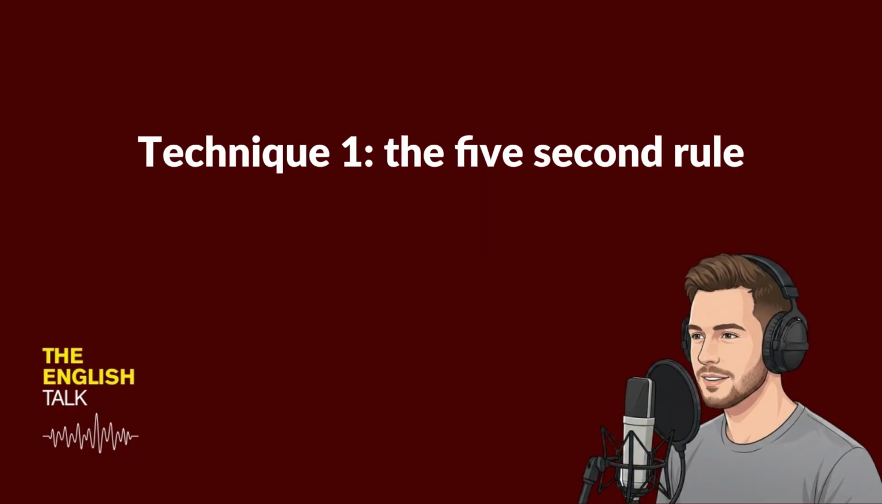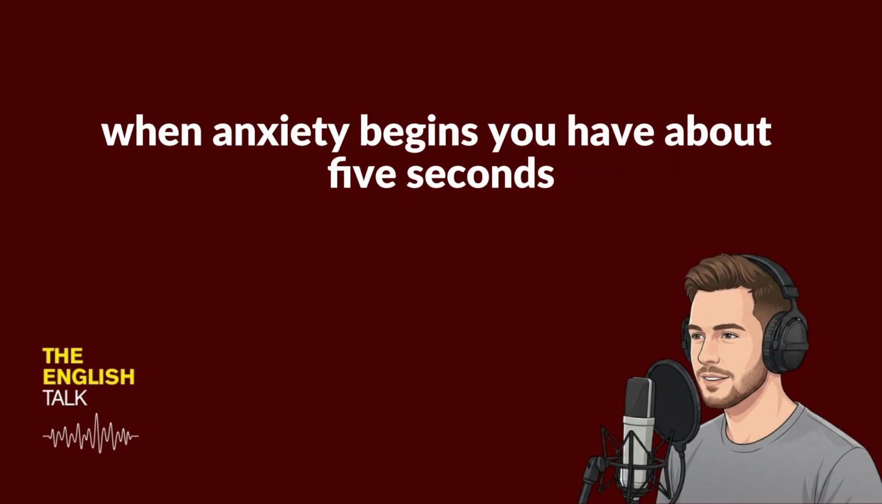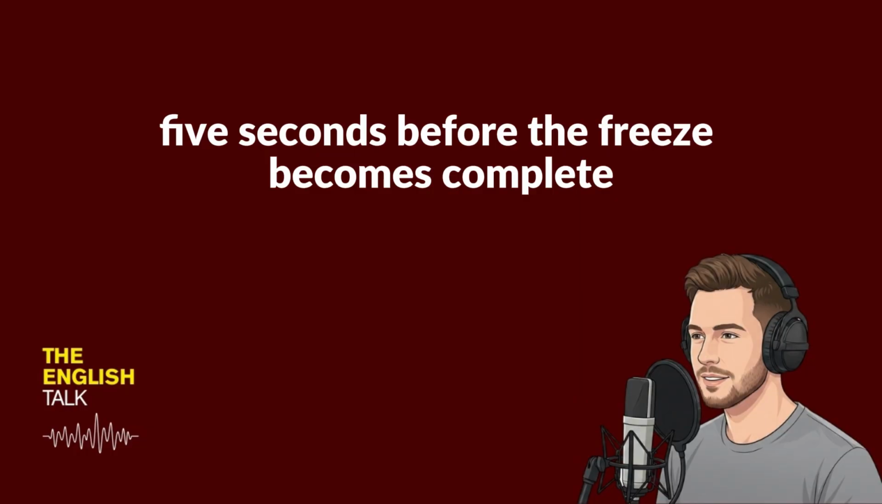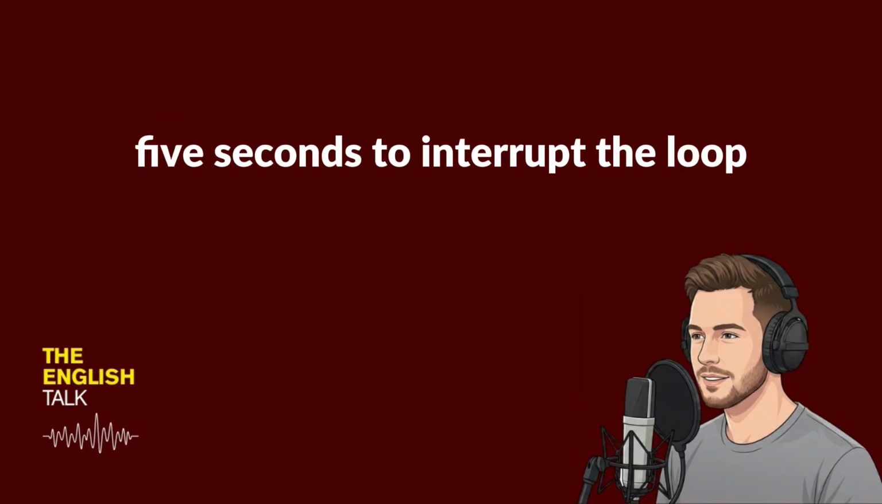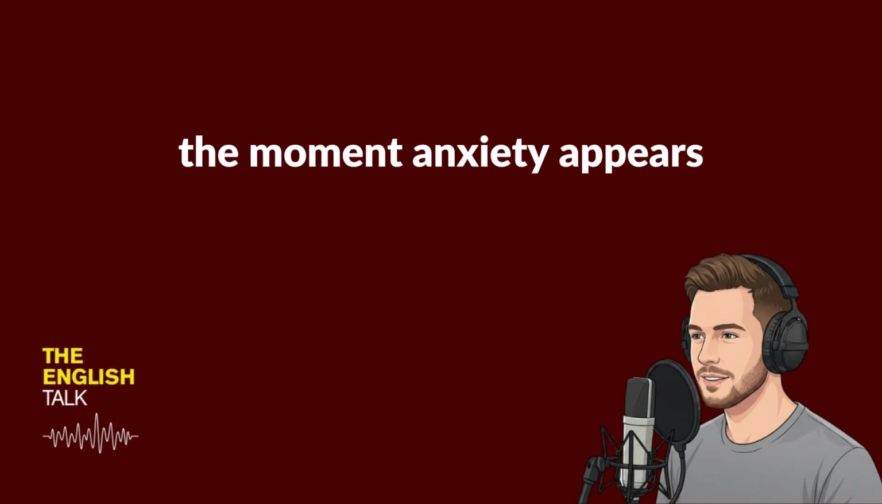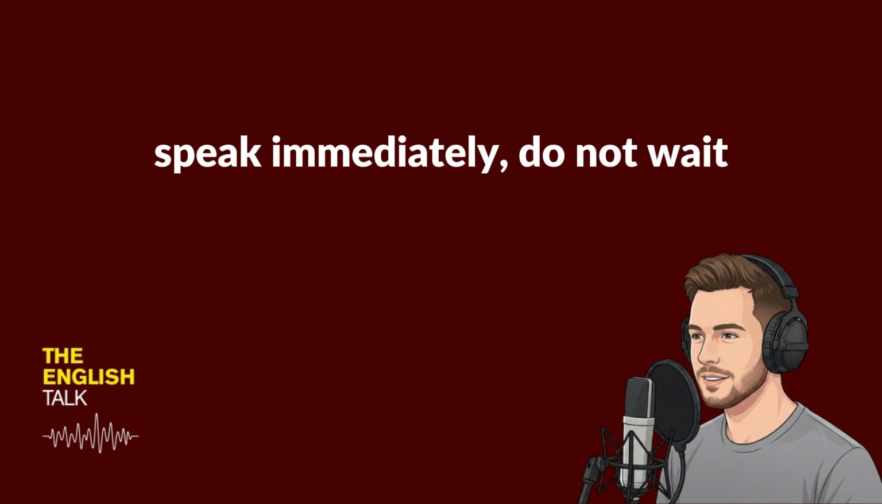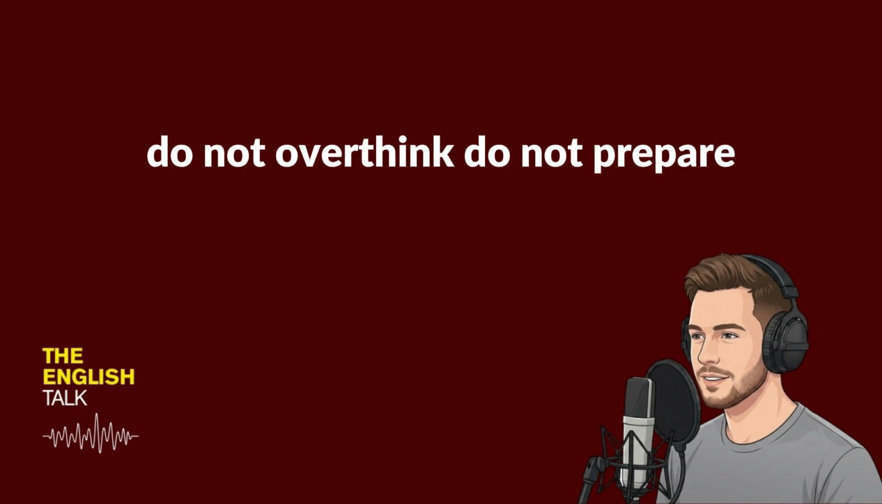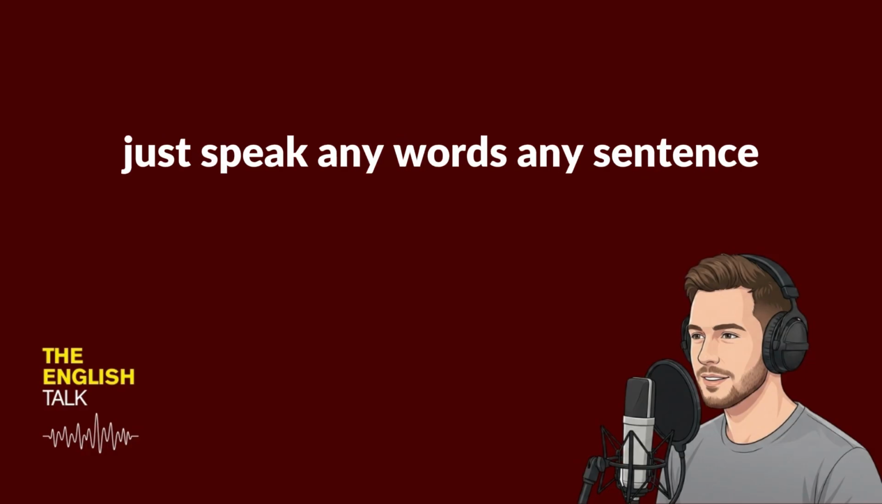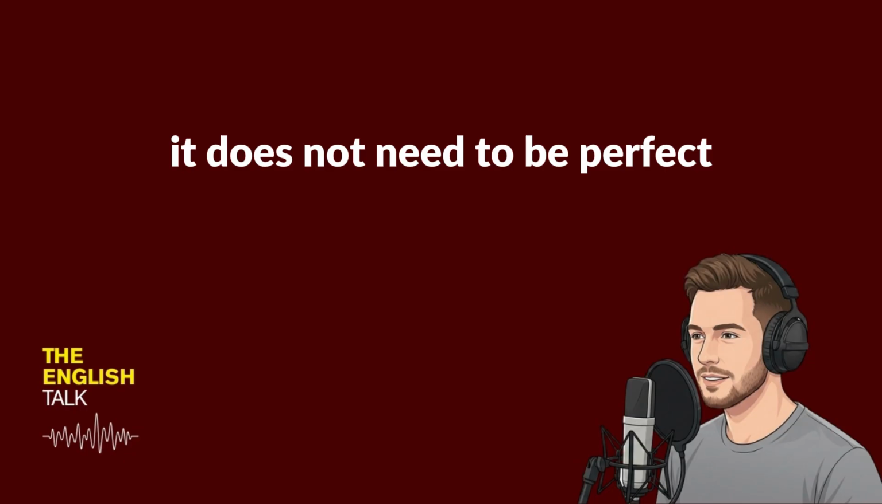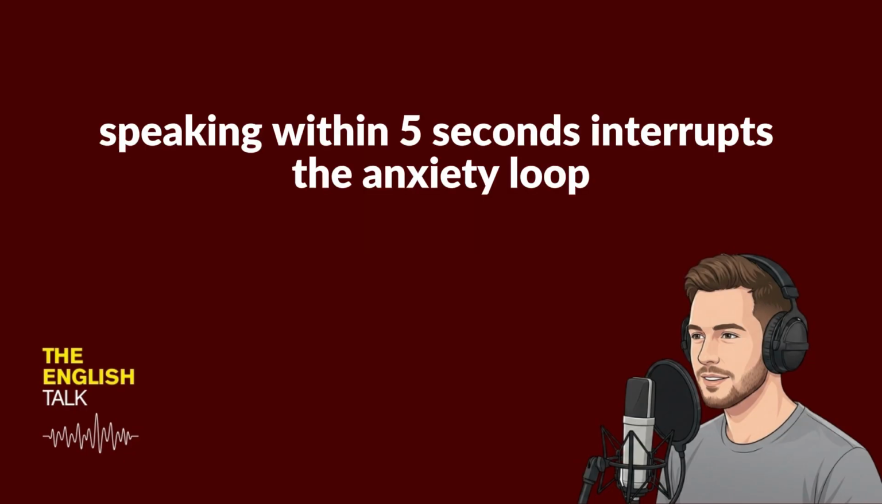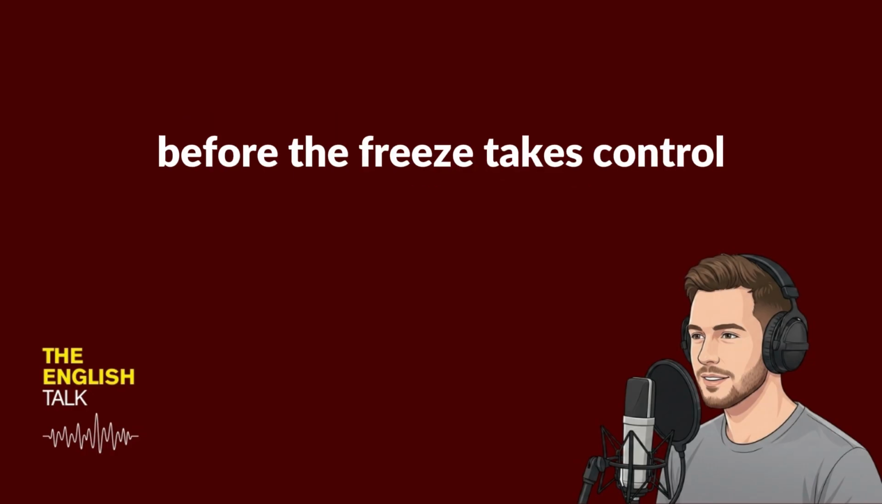Technique 1. The 5-second rule. When anxiety begins, you have about 5 seconds. 5 seconds before the freeze becomes complete. 5 seconds to interrupt the loop. Here's what you do. The moment anxiety appears, speak immediately. Do not wait. Do not overthink. Do not prepare. Just speak. Any words, any sentence. It does not need to be perfect. Speaking within 5 seconds interrupts the anxiety loop before the freeze takes control.